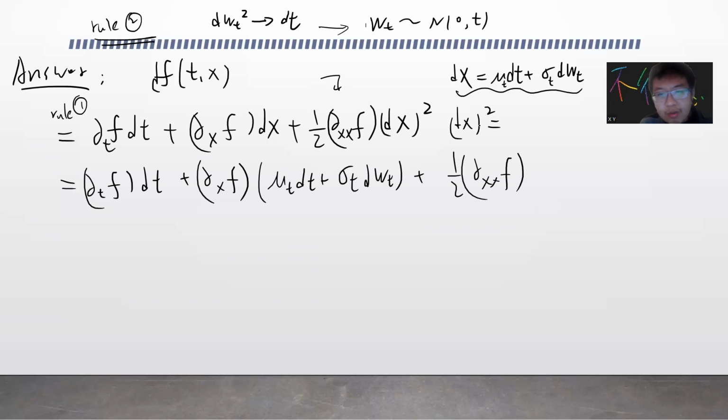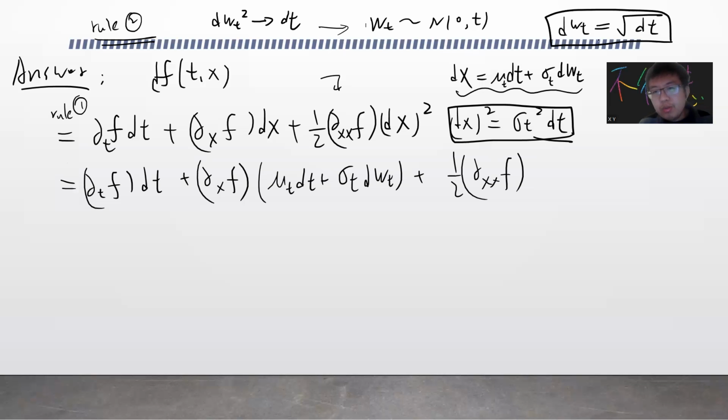Okay, so rule number 1 is this. Rule number 2 tells you that dx squared must be replaced by sigma_t squared dt. Or basically one can say that the Brownian increment dW_t is basically the square root of dt. So one easy way is to imagine this is this. Actually, when you do the Python calculation, you really do this. So it becomes sigma squared dt.